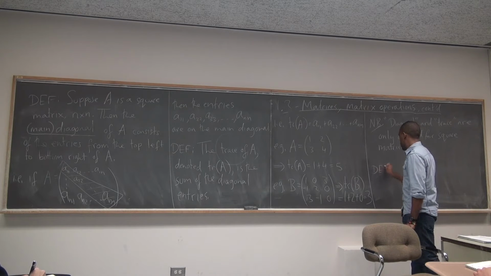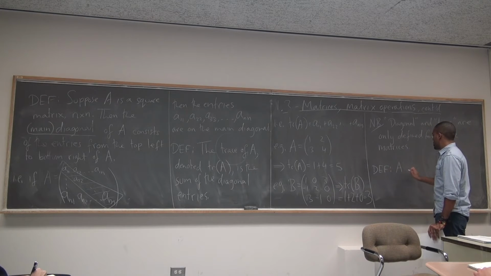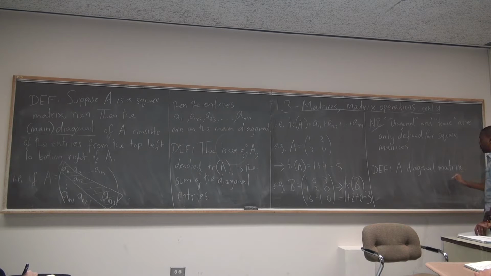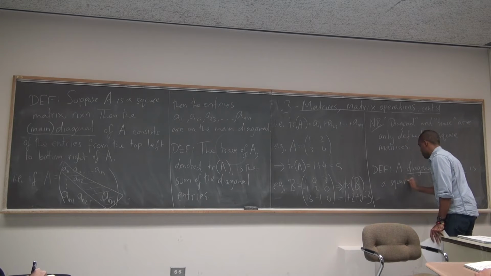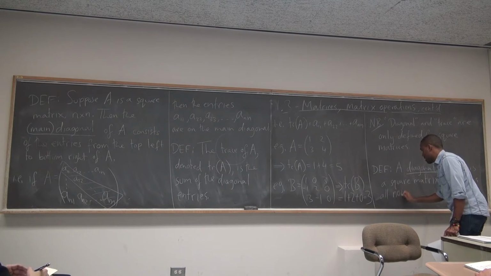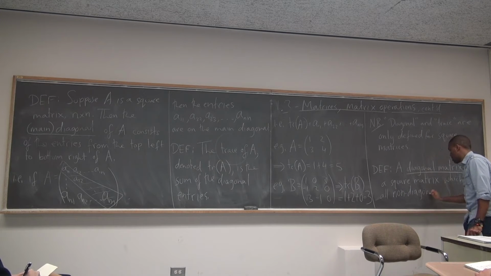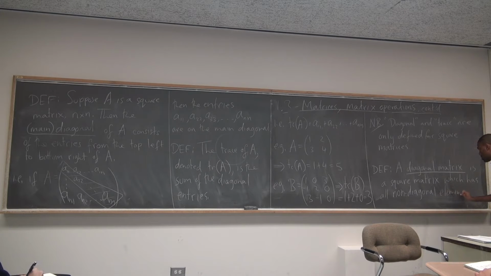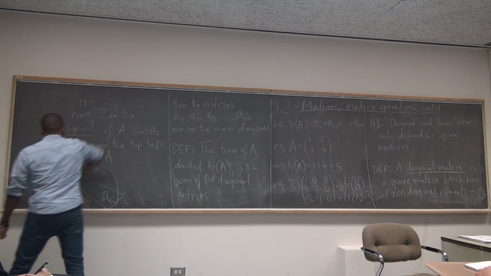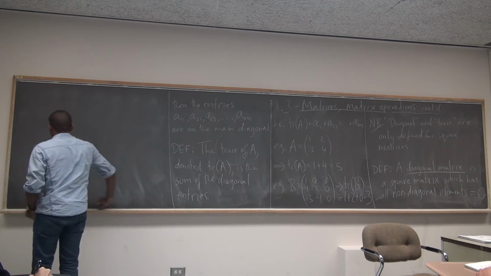Another definition. A diagonal matrix is a square matrix which has all non-diagonal elements equal to 0. This is called a diagonal matrix. If all numbers that are not on the main diagonal are 0, I say I have a diagonal matrix. Example.